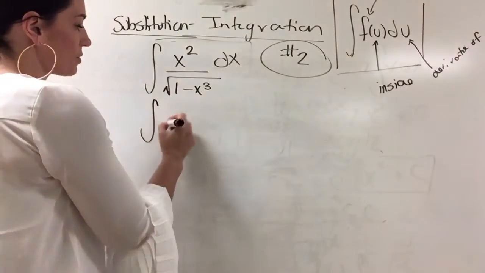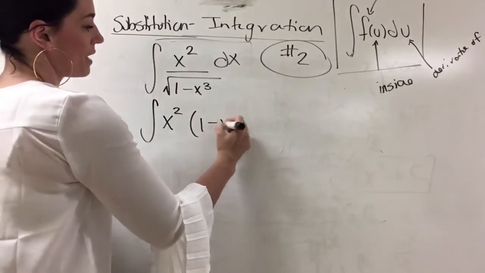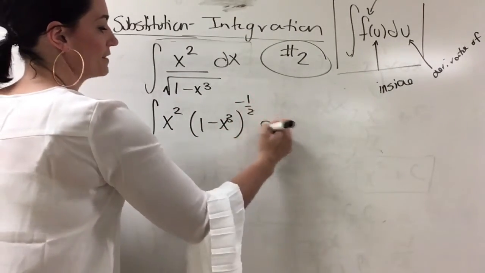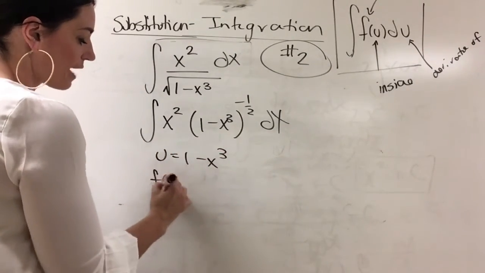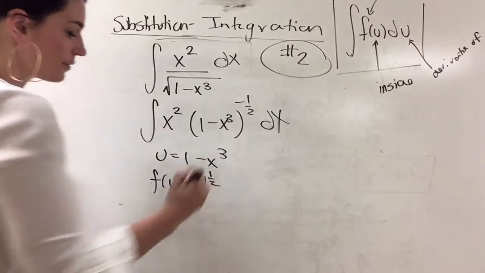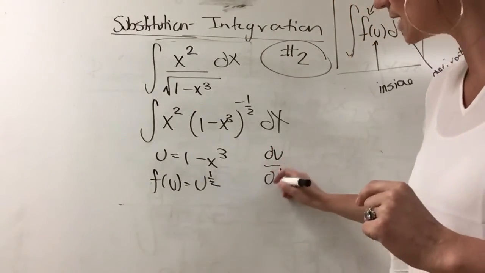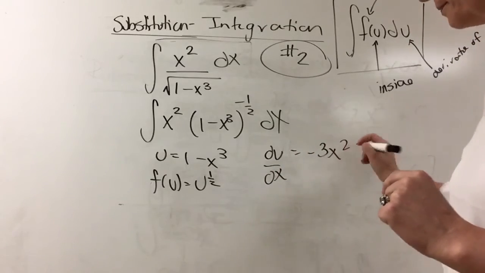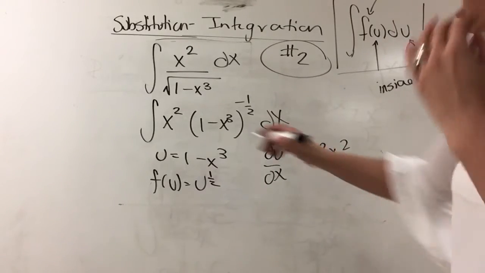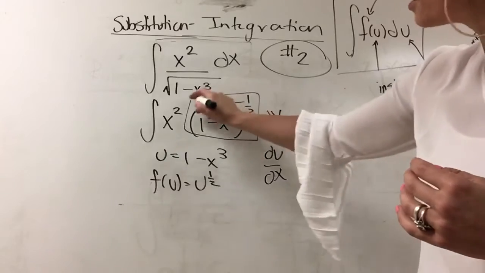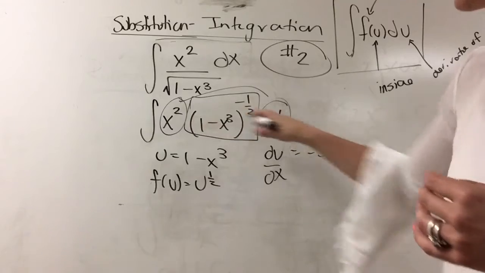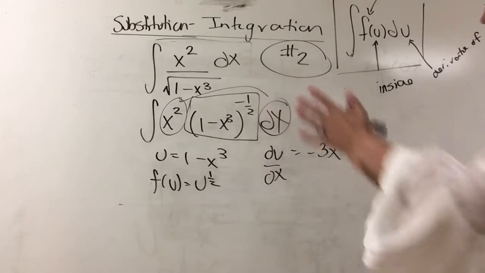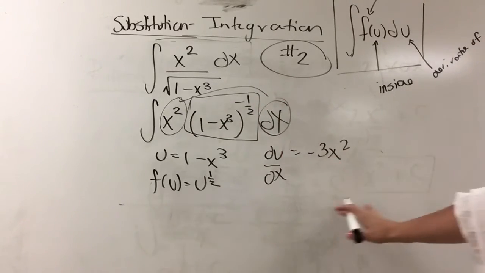So first of all, let's just rewrite this question like x squared times 1 minus x cubed to the negative a half dx. So u is 1 minus x cubed. So f of u is u to the negative a half, okay? So my next step is to do du dx. So du dx is negative 3x squared, okay? So then I've accommodated for this part here with the u to the negative a half. So I need to rearrange this so it's x squared dx because I need to substitute in for that. So I need this to equal x squared dx.